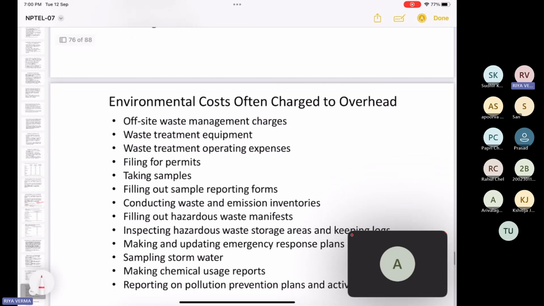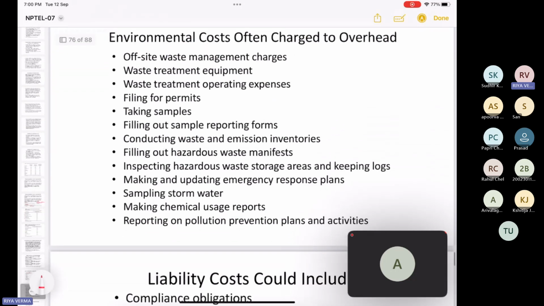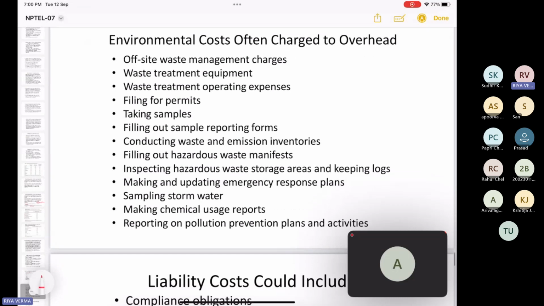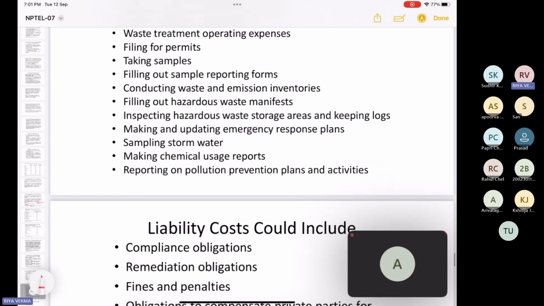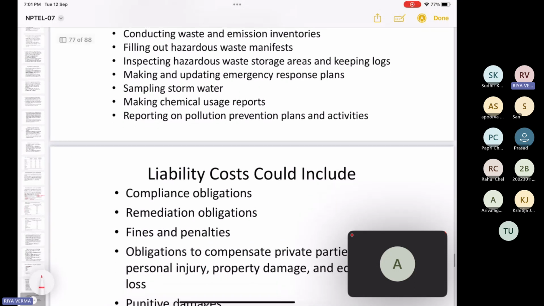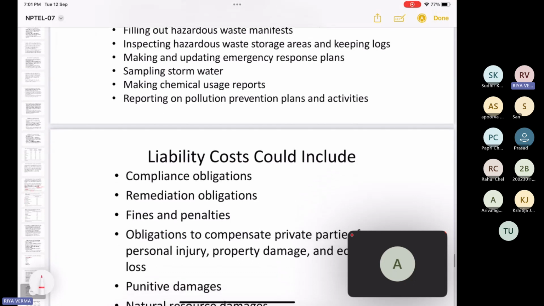Then environmental costs often charged to overhead. So what are the environmental costs that we often charge to overhead? First is offsite waste management charges, then waste treatment equipment, then the waste treatment operating expenses and filing for the permits, taking the samples, filling out the sample reporting forms, then conducting waste and emission inventories, then filling out the hazardous waste manifest, then inspecting the hazardous waste storage areas and keeping logs, making and updating the emergency response plans, then sampling storm water, making chemical usage reports, and reporting on pollution prevention plans and activities.